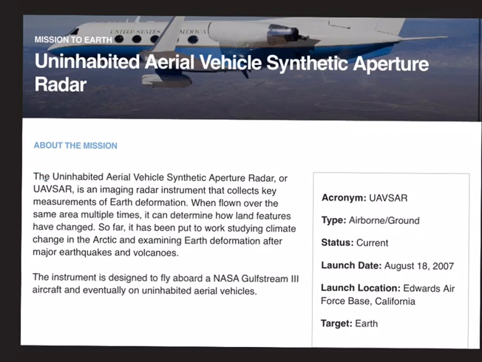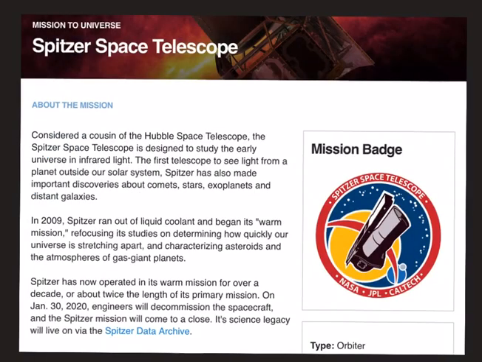So, what is the objective of this mission? It basically studies Earth's deformation, especially after volcanoes and earthquakes, and so far it has been put to use to study the Arctic region. And the next important mission we have is Spitzer Space Telescope. It is popularly known as a cousin of the Hubble Space Telescope.